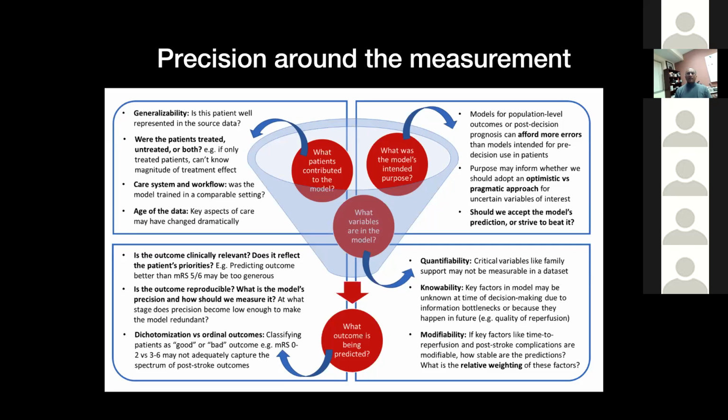So if the purpose of the model is, I'm planning my stroke ward and I want to plan out how many beds do I need and stuff, that is one kind of purpose. But the other kind of purpose is, I'm using the model for decision making and prognosticating for the family's purposes. And we should think about this from a model perspective.